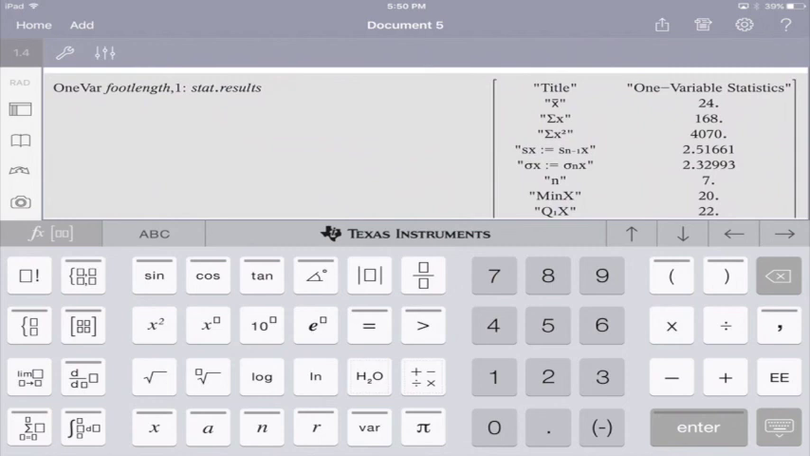Okay, so make sure that you're using your calculator. You need to know how to do this one. I would 100% recommend that you do this right now. We're going to do it in class too, but the more that you do these one variable stats, the better.